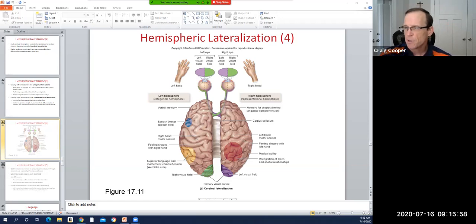The other big things that we look at with the hemispheres, the left side of the brain is really more our objective side of the brain. The right side is a little bit more of our artistic side of the brain.